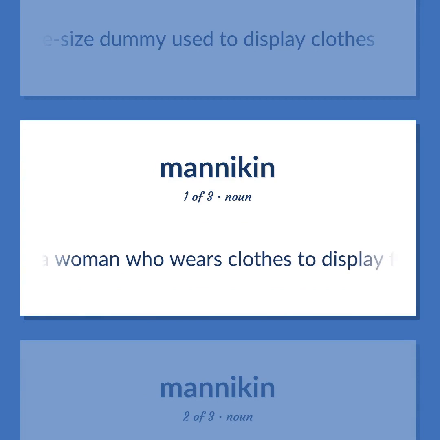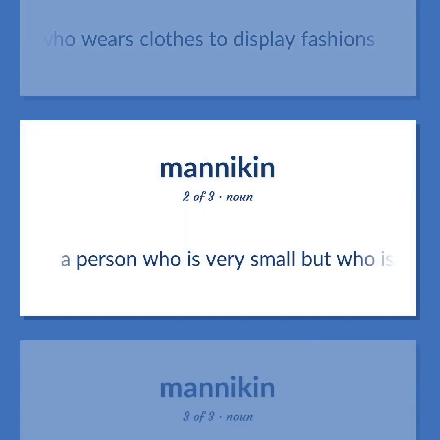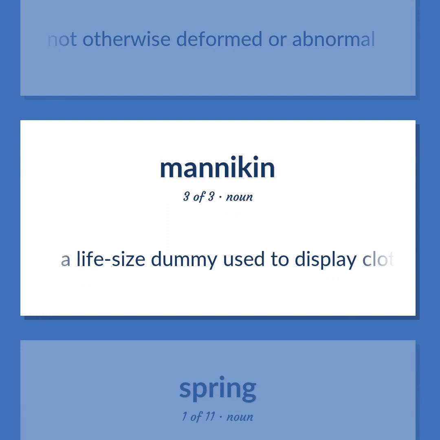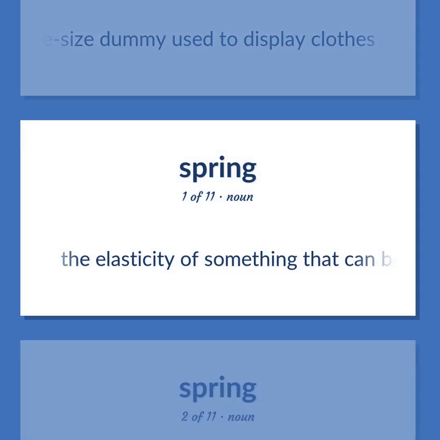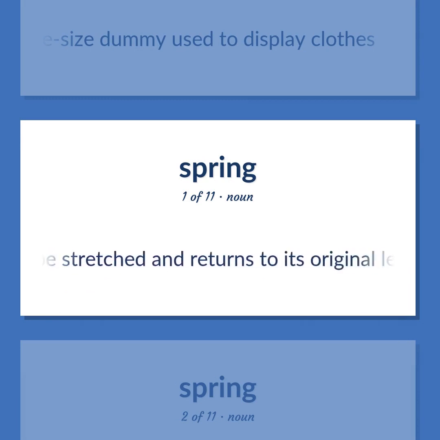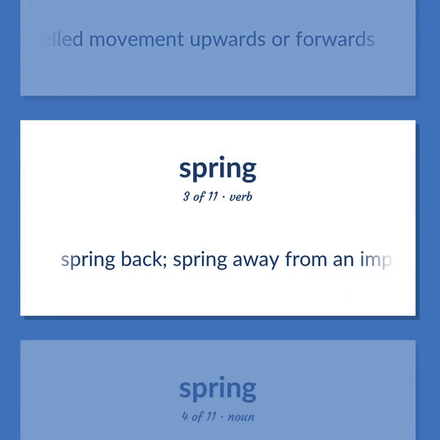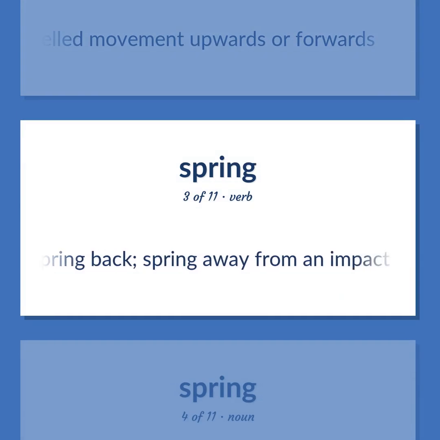A woman who wears clothes to display fashions. A person who is very small but who is not otherwise deformed or abnormal. A life-size dummy used to display clothes. The elasticity of something that can be stretched and returns to its original length. A light, self-propelled movement upwards or forwards. Spring back. Spring away from an impact.